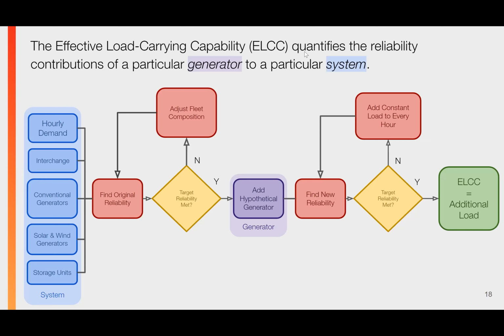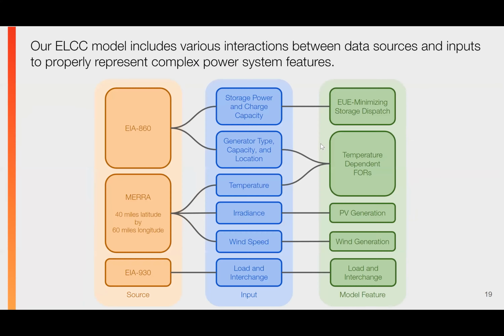And in this presentation, we report ELCC as a percentage of the nameplate capacity of the added hypothetical generator. So this slide just shows the relationship between some of the key sources, inputs, and features incorporated into our model. So we pull from 3 main data sets: the EIA860, which contains information on generating assets in the US, MERRA, which is a NASA meteorological data set, and the EIA930, which has balancing authority level load and interchange data.